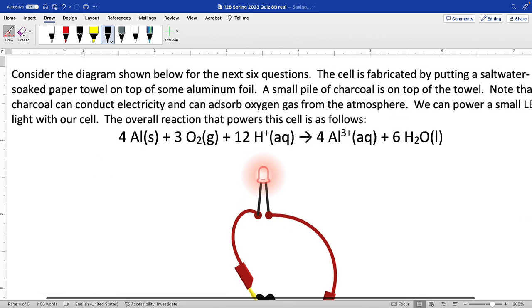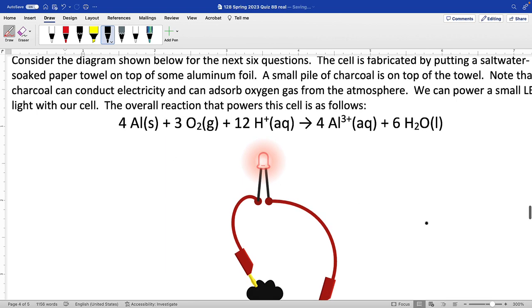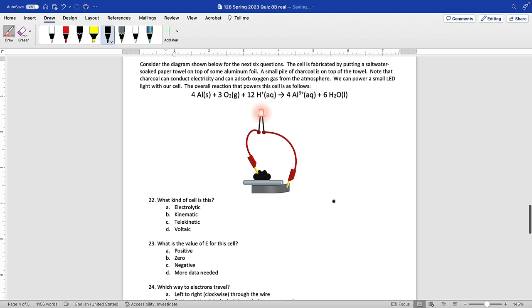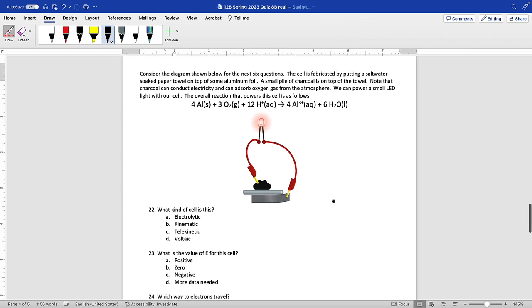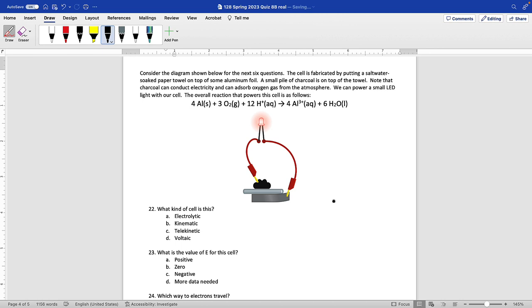Okay, we're supposed to annotate this diagram. I'm going to shrink this down a little bit so we can put it all on one screen. Then we'll answer the questions. We'll annotate it first, and that'll help us answer the questions. This is one we built in class, and the skills are the same as all the other cells we've done. We're given the reaction, and we're given that aluminum is oxidized to aluminum 3+. So the aluminum at the bottom of this cell is losing electrons, okay? And electrons don't travel through the water in the paper towel, they travel through the wire.